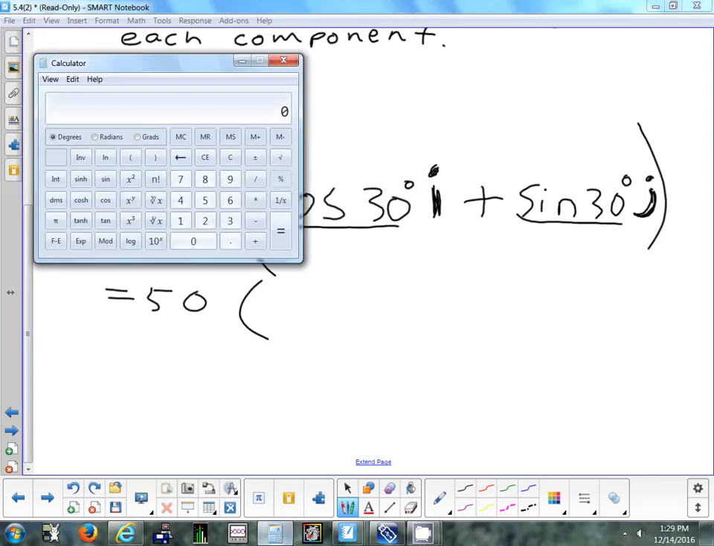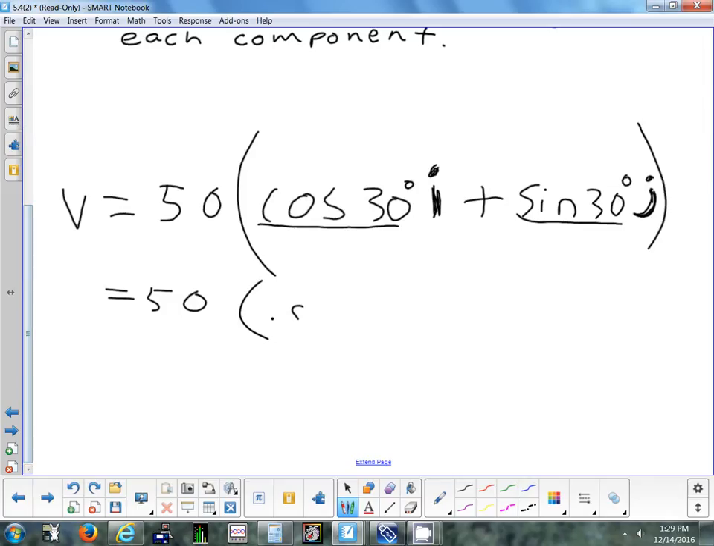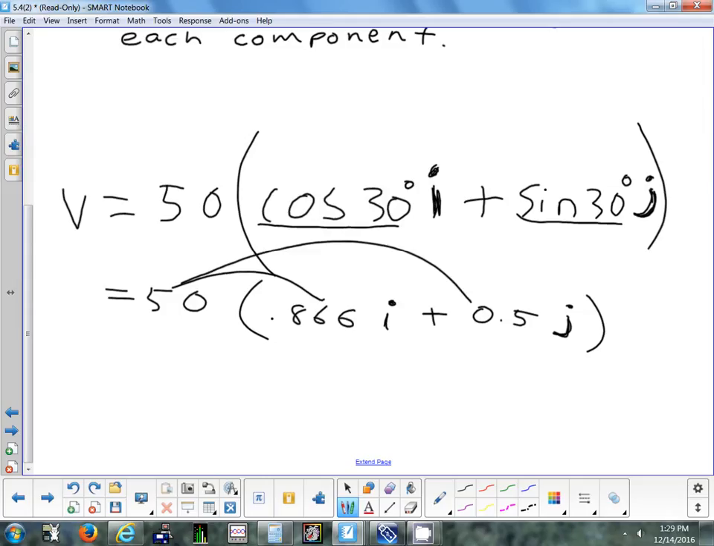Cosine of 30 is 0.866 I, okay, that's the horizontal. And the sine of 30, that's 1/2. I just know those because 30 is an angle we use a lot. Now I still have the 50 on the outside of the parentheses, so what should I do with that 50? Yeah, multiply it to each component.